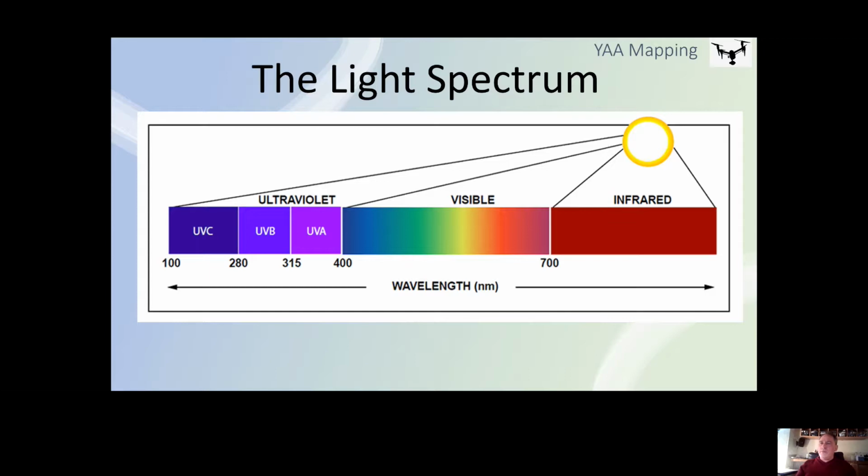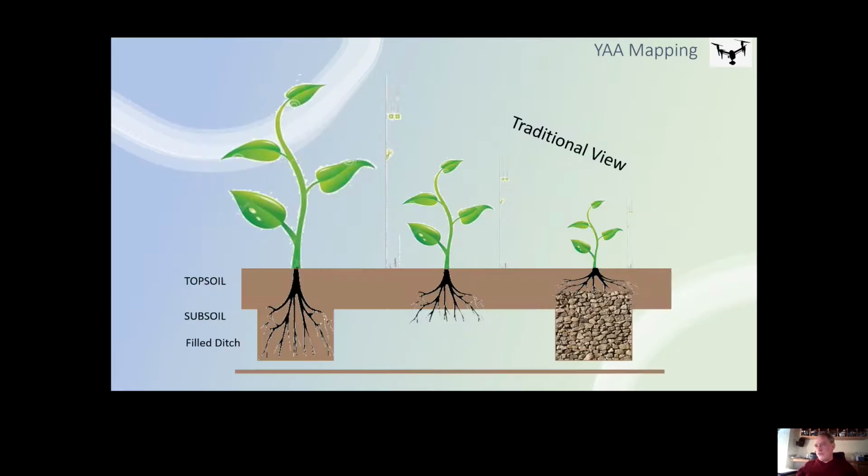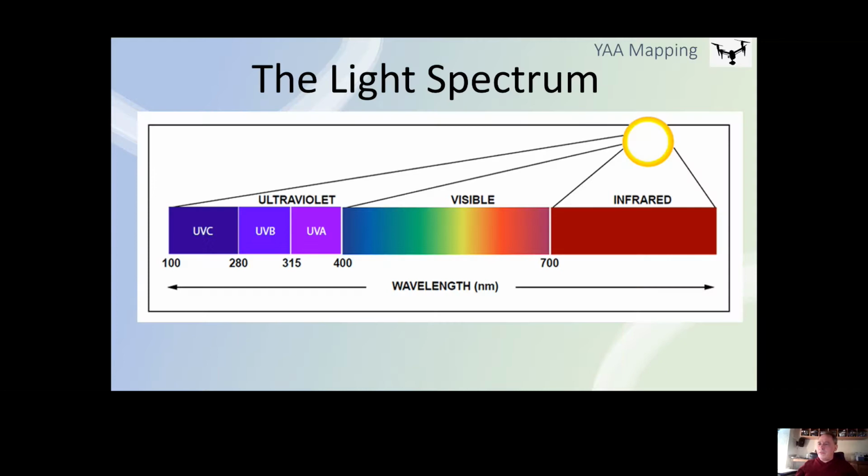Now, what happens when we have plants which are strong, normal, less strong? Well, let's have a look at the way that they respond to light.